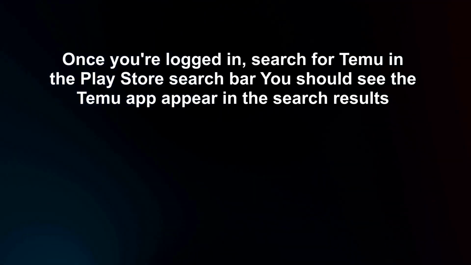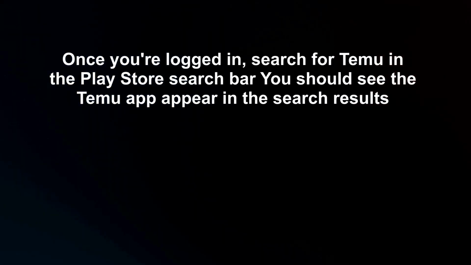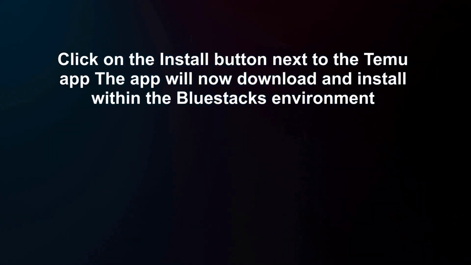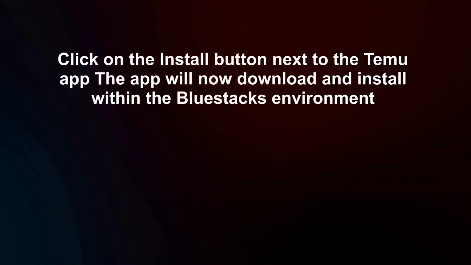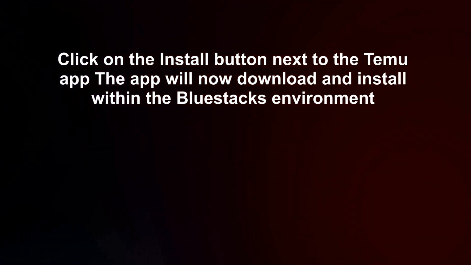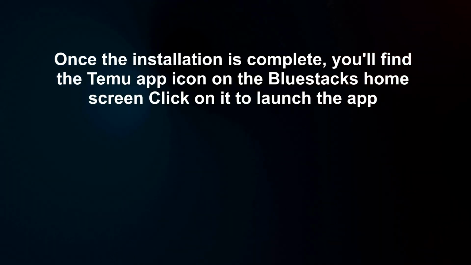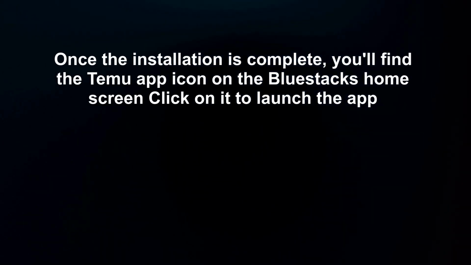Once you're logged in, search for Temu in the Play Store search bar. You should see the Temu app appear in the search results. Click on the install button next to the Temu app. The app will now download and install within the Bluestacks environment. Once the installation is complete, you'll find the Temu app icon on the Bluestacks home screen. Click on it to launch the app.